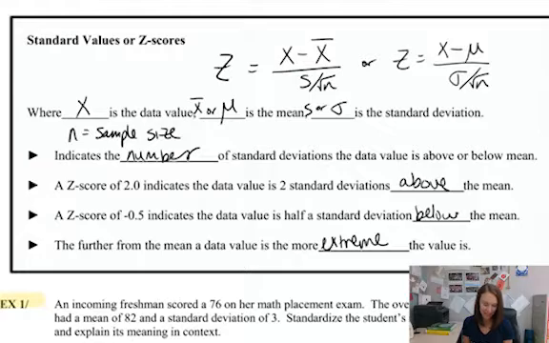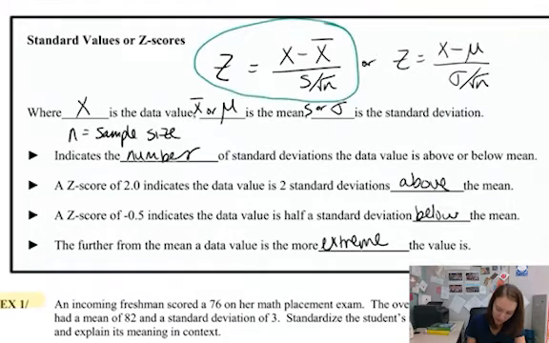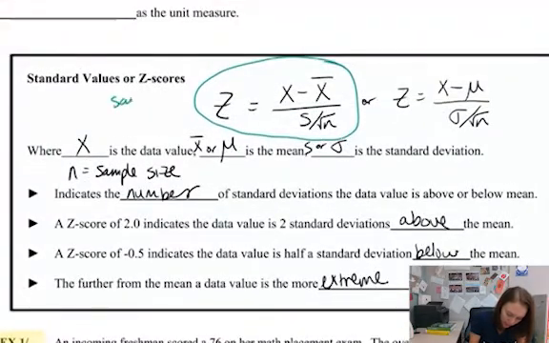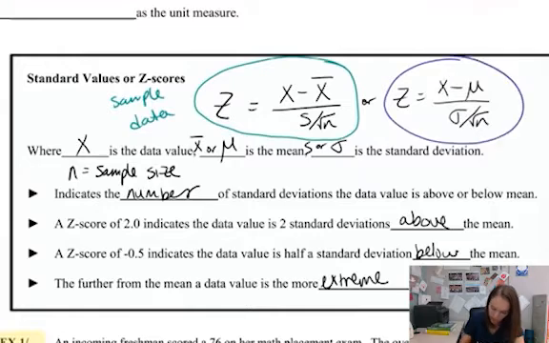We have standard values or z-scores. I've put the z-score formula in two slightly different ways. We use this formula, z equals x minus x bar over s divided by the square root of n, for sample data. And we use this one, where it's x minus mu over sigma divided by the square root of n, for population data.